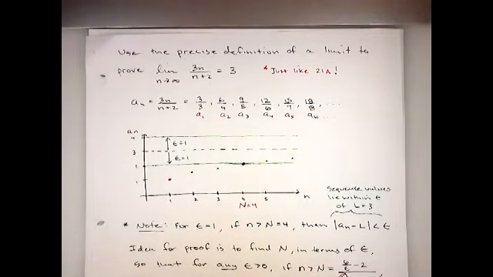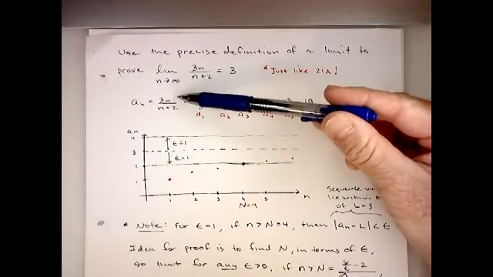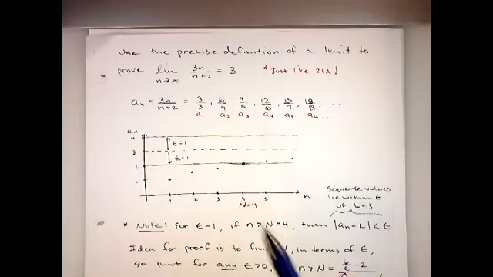Okay, in this video, we're going to talk about how to use the precise definition of a limit to prove that a sequence converges to a certain number. Now that should sound kind of familiar. If you took 21A here at UC Davis, you may have done something similar with a precise definition. So that's what's going on here. The sequence would be a sub n equals 3n over n plus 2.